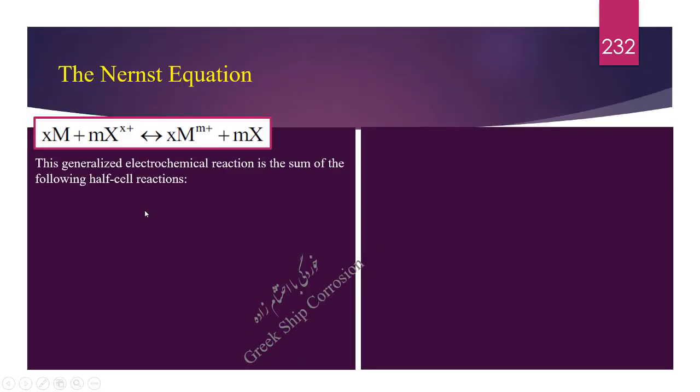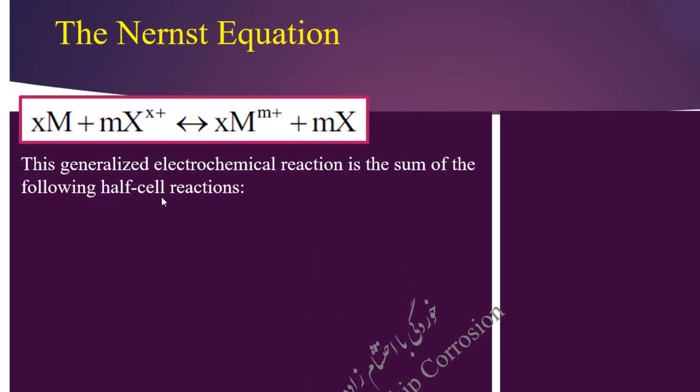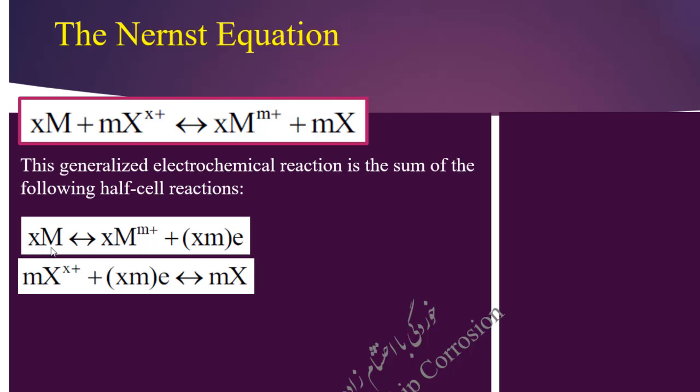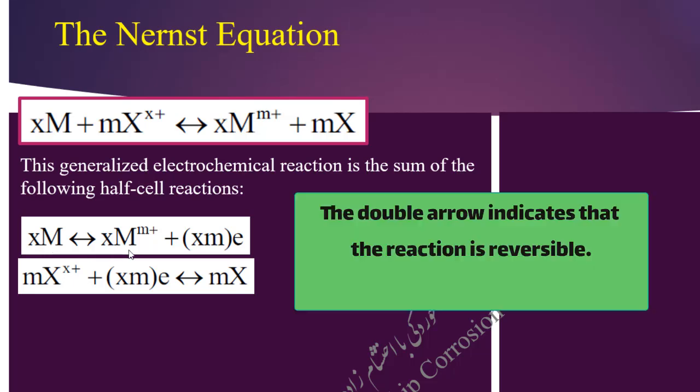The Nernst equation. This generalized electrochemical reaction is the sum of the following half-cell reactions: x moles of M double arrow x moles of M^(n+) plus x times n electrons, and m moles of X^(x+) plus x times m electrons double arrow m moles of X. Double arrow indicates that the reaction is reversible.